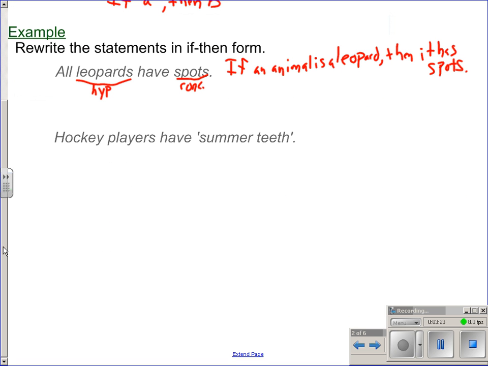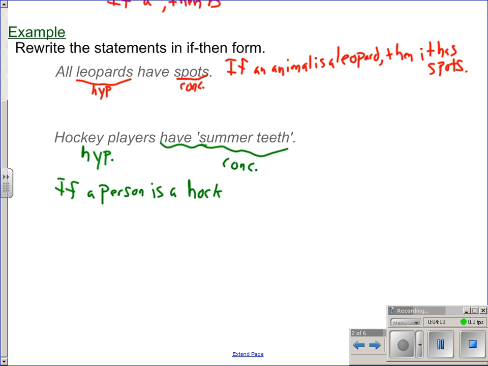All right, for the next statement, hockey players have summer teeth. If you're not sure what summer teeth are, well, some are here and some are there. So, is it that they have summer teeth making them hockey players, or is it that they're hockey players which causes them to have summer teeth? And again, that's your thought process. So, the hockey players part, that's our hypothesis. If they are hockey players, then having summer teeth is our conclusion. So our statement is, if a person, not H, is a hockey player, then they have summer teeth. And that's our if-then statement.